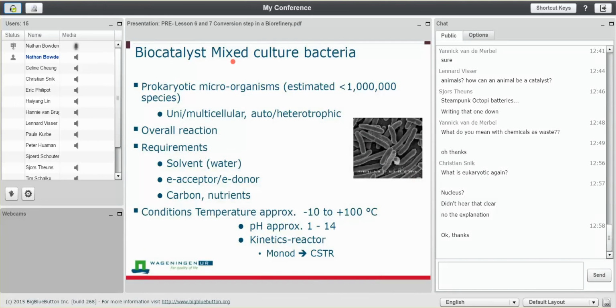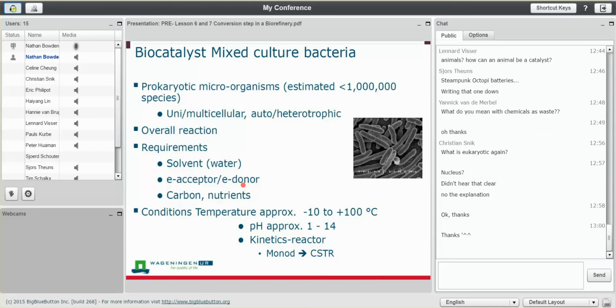The biocatalyst mixed culture bacteria, so you can be prokaryote organisms, and I can hear Christian saying, well, what's prokaryote? Pro meaning before the seed, so they do not have a nucleus. They just have a cytoplasm, but no nucleus. So they have free-floating DNA, RNA, organelles. It's all just one big mixture. There's no nucleus within the cell.